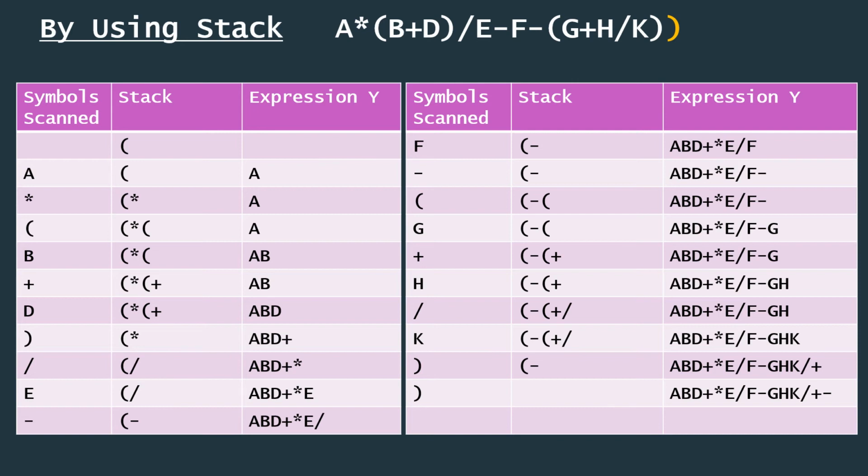Then the operator to be scanned is division, that will go to the stack, then e will go to the expression, then minus will go to the stack. Now here you can see just before the division operator came into the stack, there is already one multiplication operator present in the stack. And multiplication and division have the same priority, so the division operator cannot stay directly. So the multiplication operator has to be popped and go to the expression part. Now the division operator can be placed in the stack.